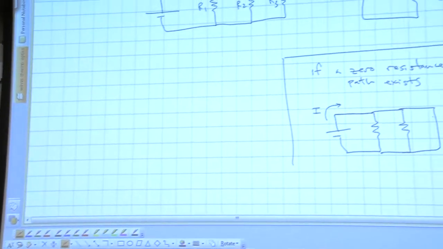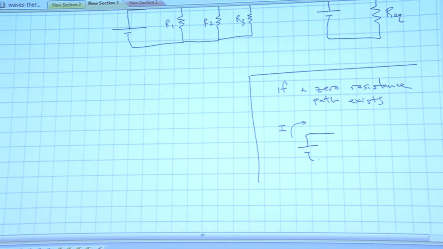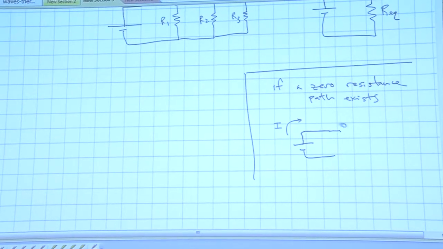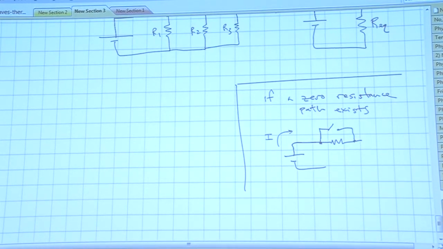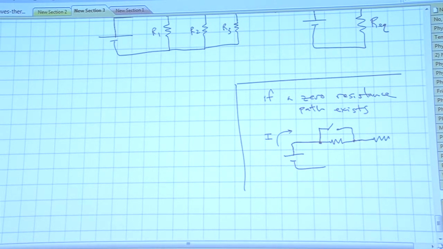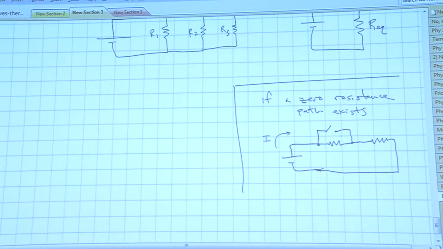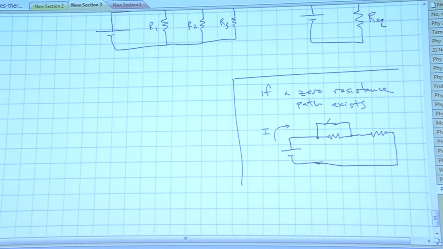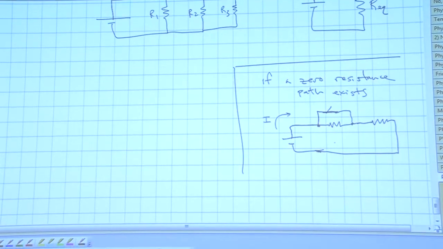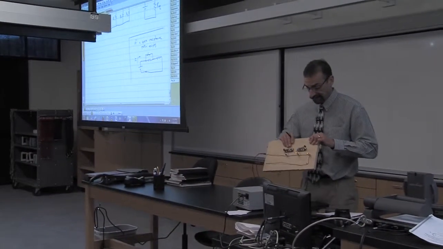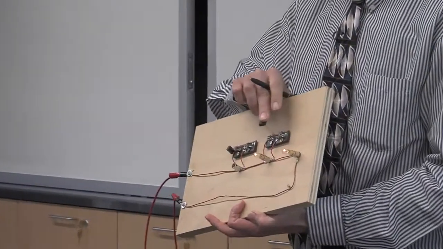I have a battery, and I have a light bulb here with a switch, and then I have another light bulb. So what I'm doing when I close that switch, I'm creating a zero resistance path around that light bulb. So we want to know what's going to happen to this light bulb. You ready? Let's see what happens.